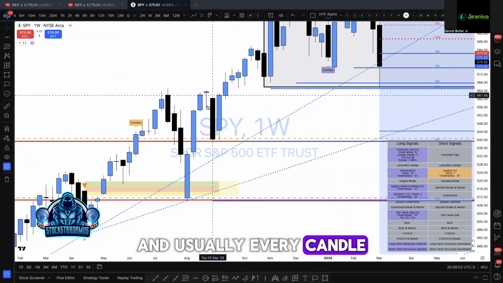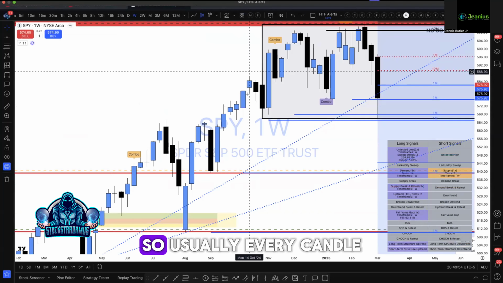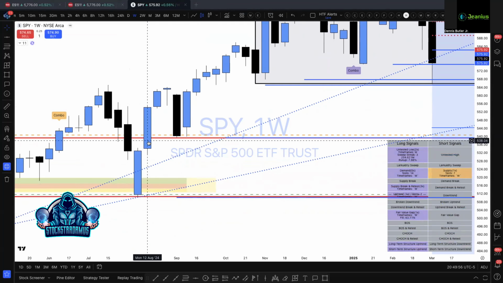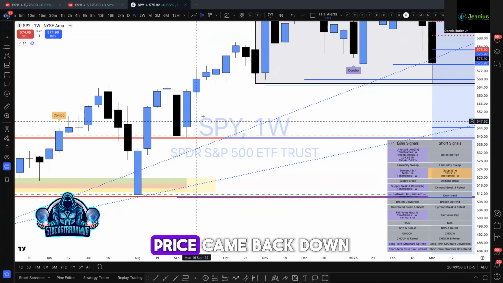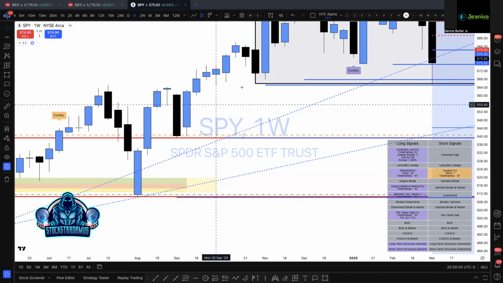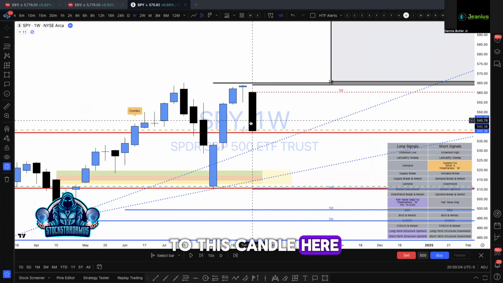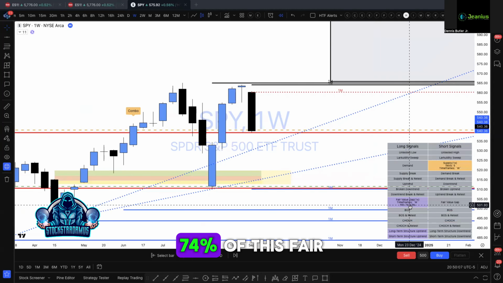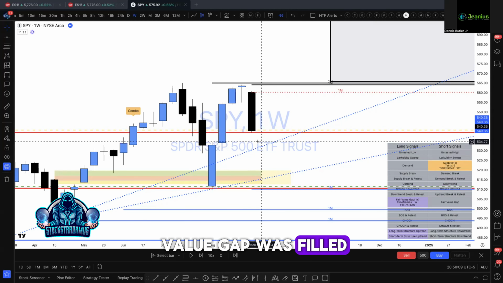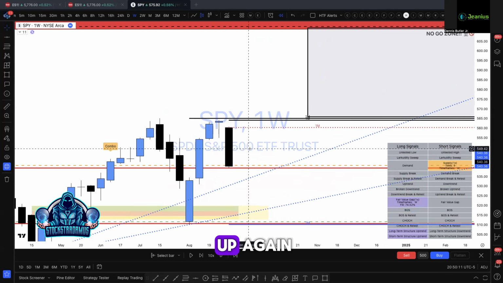And usually every candle overlaps another candle. So usually every candle gets filled. Same way how this long candle happened, price came back down into this long candle, swept some more liquidity by filling that gap. If we go back to this candle here, 74% of this fair value gap was filled. It had enough liquidity for it to move up again.